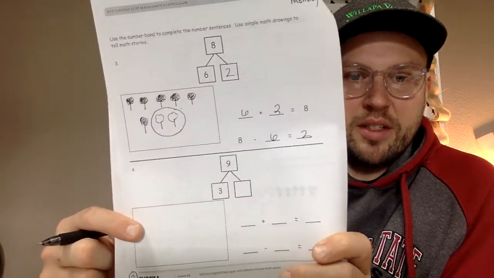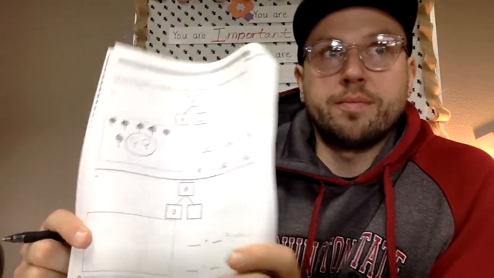Just like that. And then down here, you can make up a totally different story. You could say that the total of the number bond, the whole, is 9. You could say that the zoo had 9 tigers. Okay, I cannot draw tigers, so I'm going to just draw triangles.